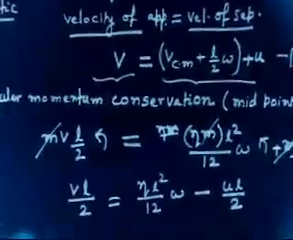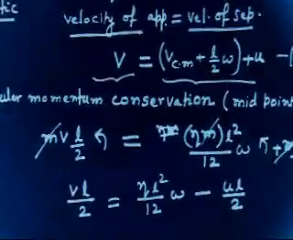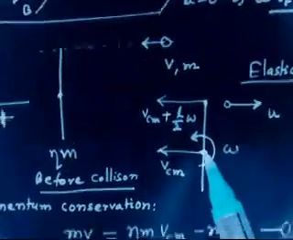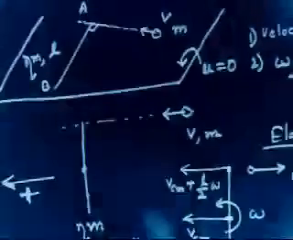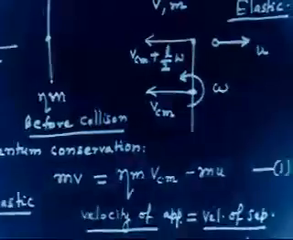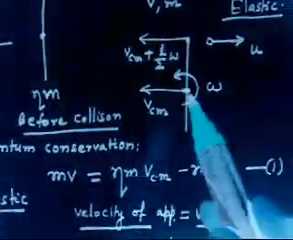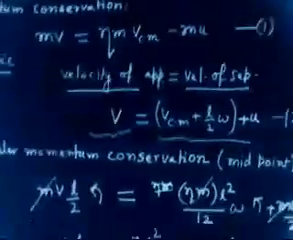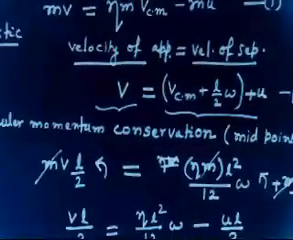And for angular momentum conservation, since I am conserving the angular momentum about this point, the initial angular momentum is simply mvr. But after this collision, the rod is rotating, so I into omega, plus this ball is going this side, so mvr of the ball will also be there. So I have to write the angular momentum of the system, not only for the rod. I have to write the angular momentum for the rod as well as for the ball, because both are contained in my system.